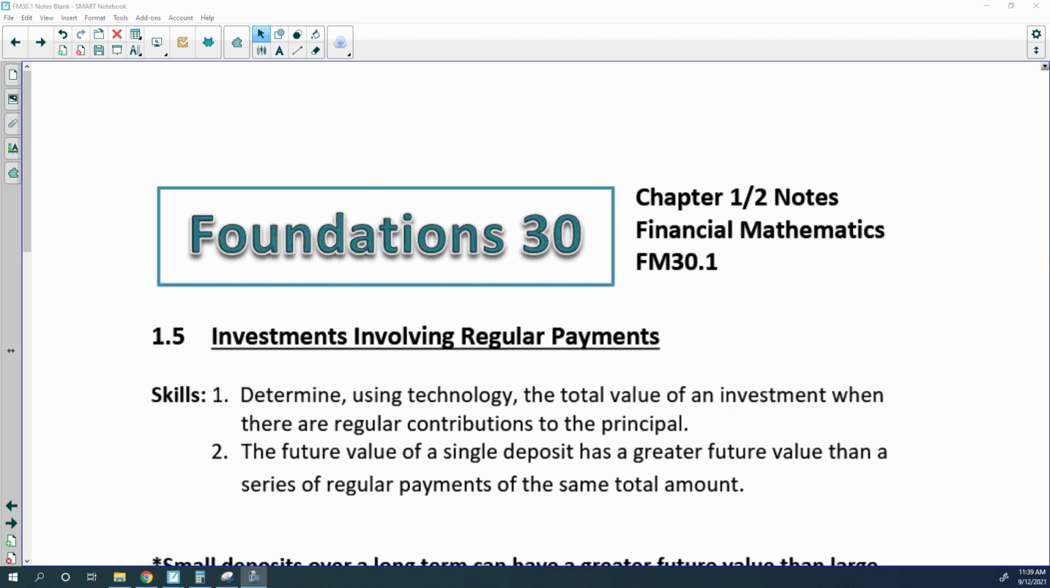For this lesson, we're going to look at 1.5, investments involving regular payments. By the end of this lesson, we should be able to determine using technology the total value of an investment when there are regular contributions to the principal, and to understand that a single deposit has a greater future value than a series of regular payments of the same total amount.